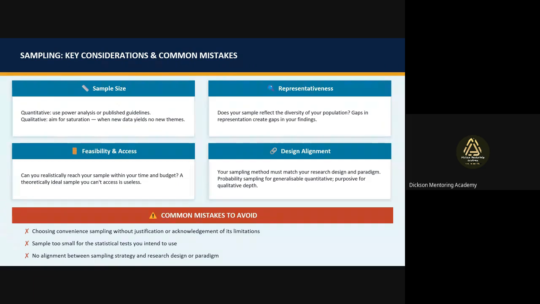Then using very small sample sizes. A sample too small for the statistical test you intend to use is a very, very common mistake that must be avoided. And having no explanation for the sampling method you have chosen is also a common mistake which must be avoided. You must have reasons or explanation for the sampling method you are using.